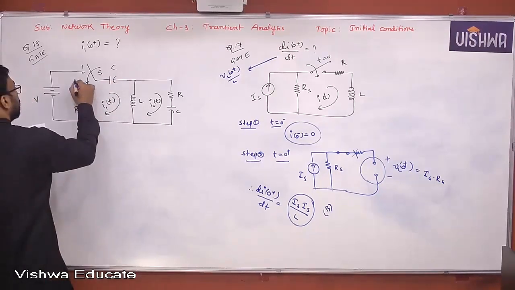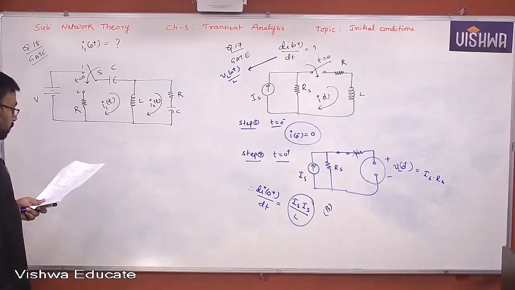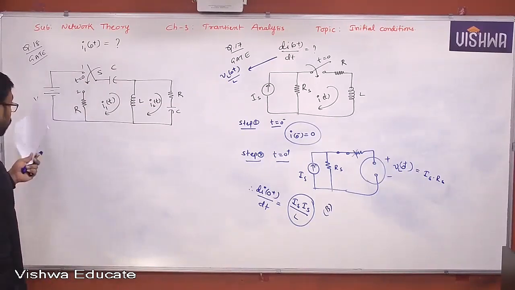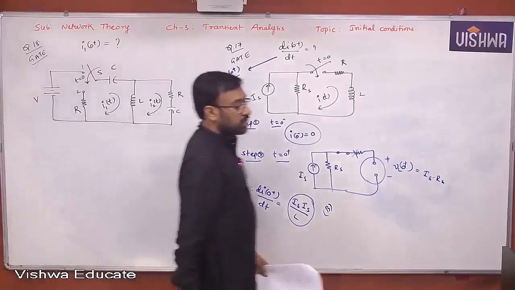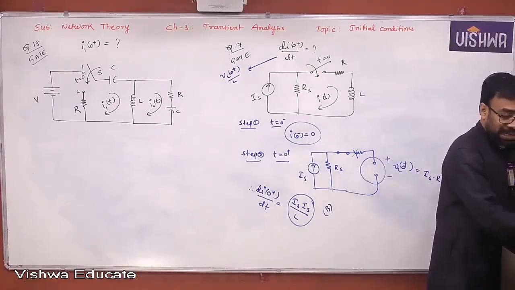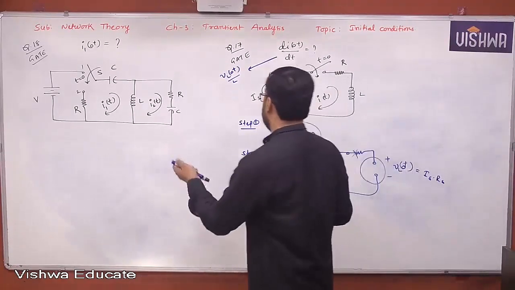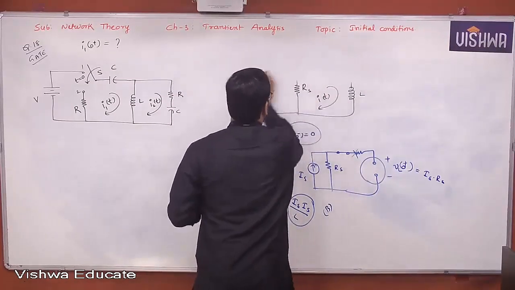So what is happening here at t equal to 0? At t equal to 0, the switch is moved from position 1 to position 2. We are expected to find I1 of 0 plus. Okay, all of you go through that question clearly. You can understand. You can also start doing that problem.